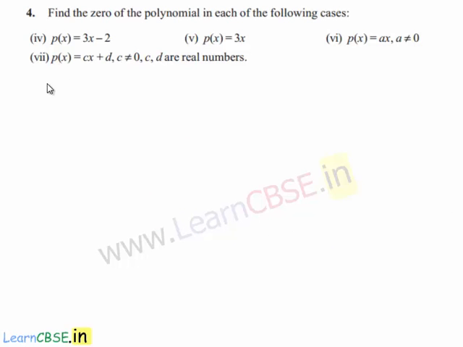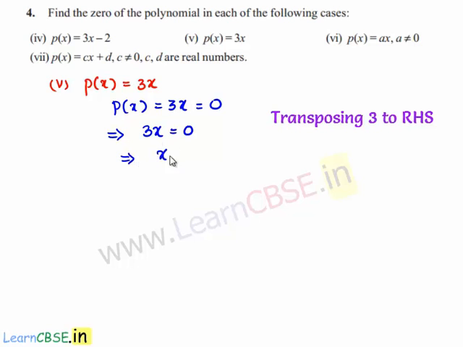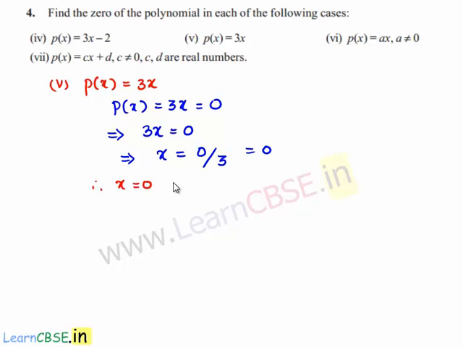Now let us see the fifth bit, which is given as p of x is equal to 3 times x. Let us equate the given polynomial p of x to 0. We get p of x is equal to 3x is equal to 0, which gives 3x is equal to 0. That implies x is equal to 0 divided by 3, which is 0. Therefore, we can say that x is equal to 0 is the required 0 of the given polynomial.